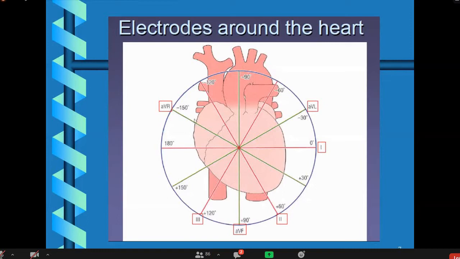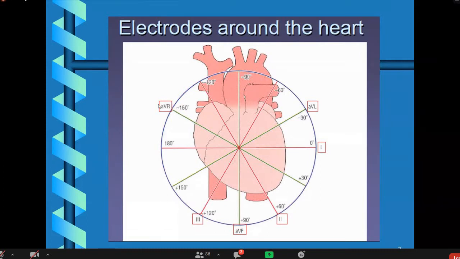Whenever AVR becomes positive, you should be very careful, because it means the current is coming towards AVR from an abnormal place, from the LV, and most often it happens in ventricular tachycardia. Whenever the tachycardia arises from the ventricle, the current flows from the ventricle towards the right side, or all over the heart.